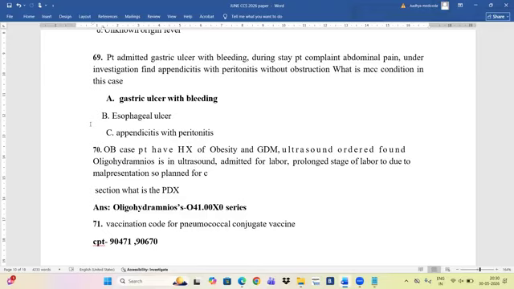K250, sir. K250, what is the code? Acute gastric ulcer with hemorrhage.